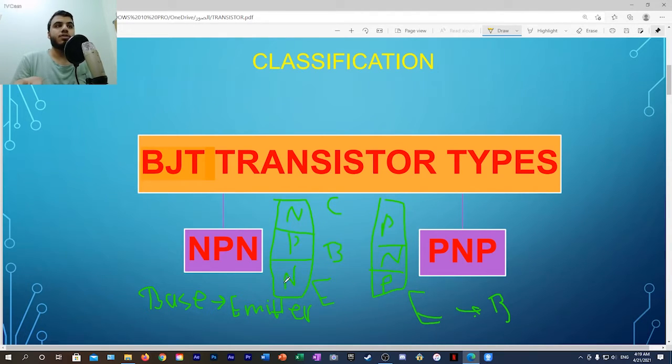Here they are the same, NPN and PNP, in the emitter. Both of them are heavily doped, whereas in the base both of them are lightly doped. But here is the difference. The only difference is in the collector. In the NPN, it is medium doped, whereas in the PNP, it's lightly doped. So this is the difference. Let's go to another slide.